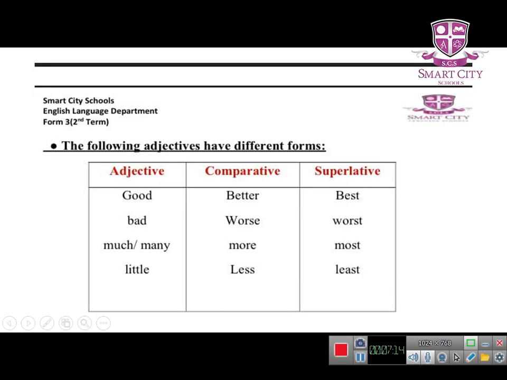And here are some adjectives that have different forms, like good, it's the positive form. In the comparative form, it's better, so I say better than. In the superlative form, best, so I say the best. Bad, worse, worst. Much and many, more, most. Little, less, least.